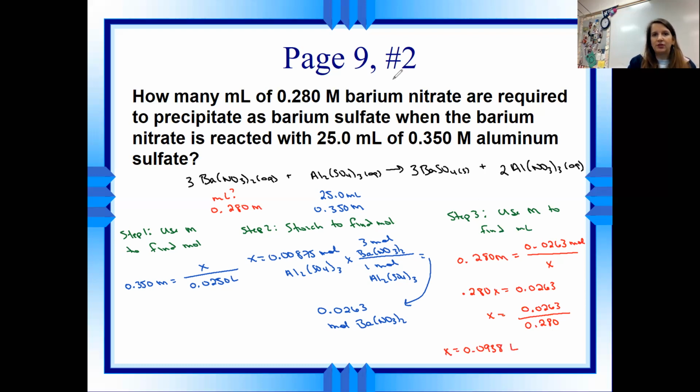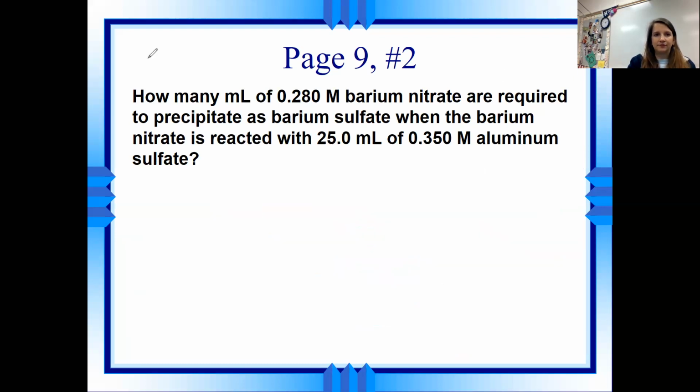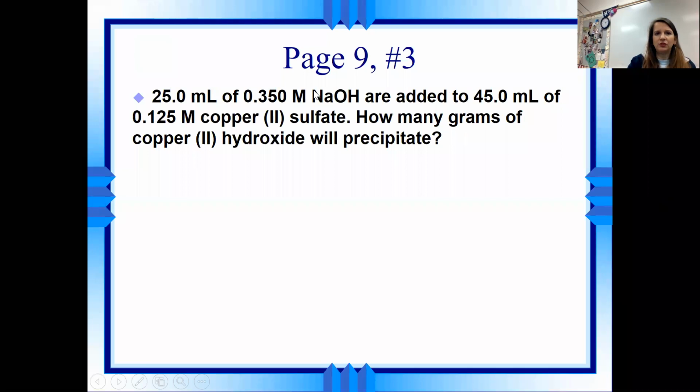So remember, in order to go from liters to milliliters, I'm going to move this decimal point 3 times to the right. So that's going to be 93.8 milliliters of barium nitrate I'm going to need to use in this reaction. Okay? We'll do one more problem. So it tells us that we've got sodium hydroxide added to copper sulfate.